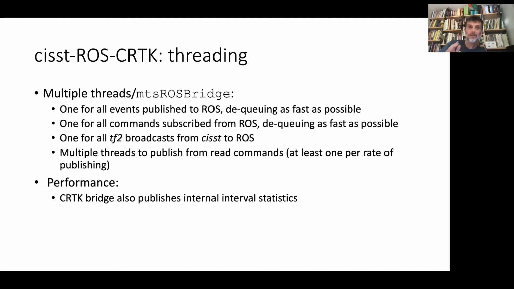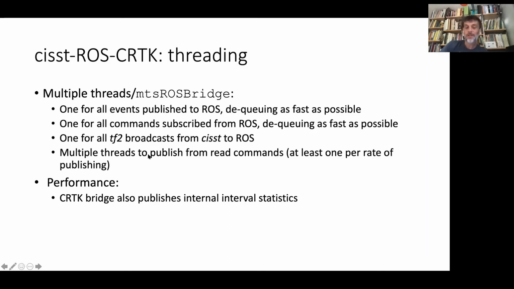So for that, the CRTK bridge creates a separate thread using the base class MTS ROS bridge to run as fast as it can. For commands coming from ROS, now the other way around, let's say I tell the robot to stop. I don't want to gate that command and wait to dequeue it. So there's another thread here that is just waiting for commands from ROS, does all the spin and triggers all the callbacks, and it's going to send the command as quickly as possible to your cisst components.